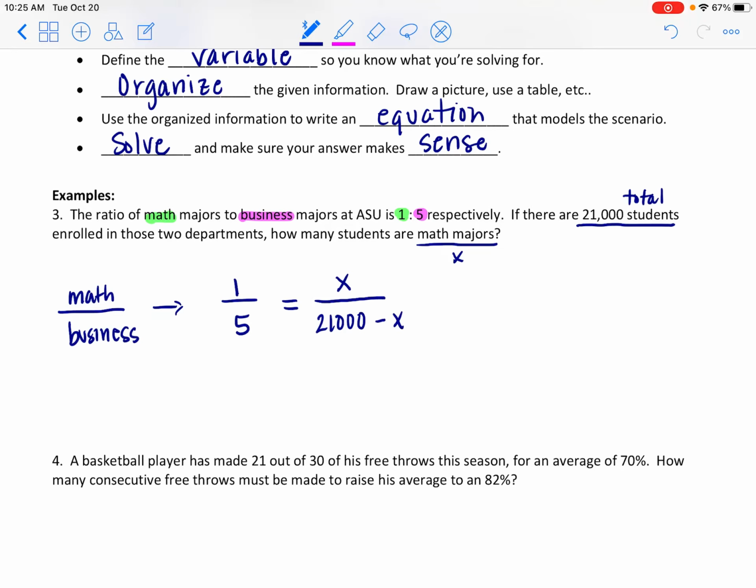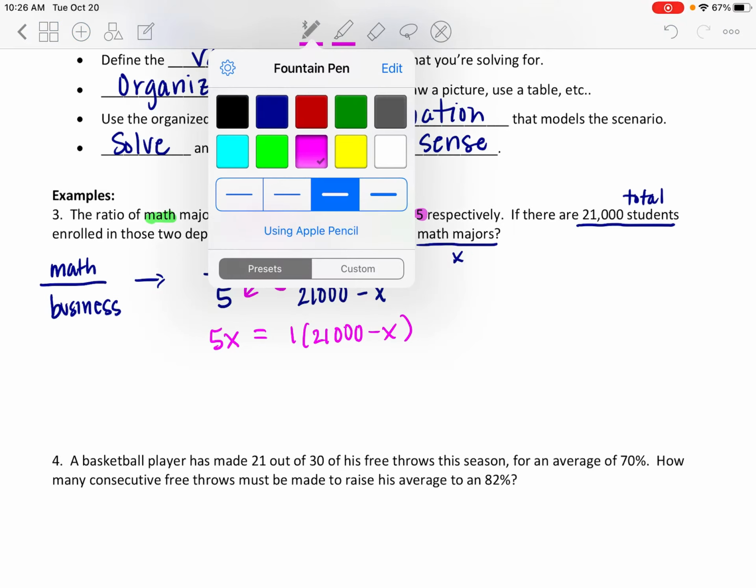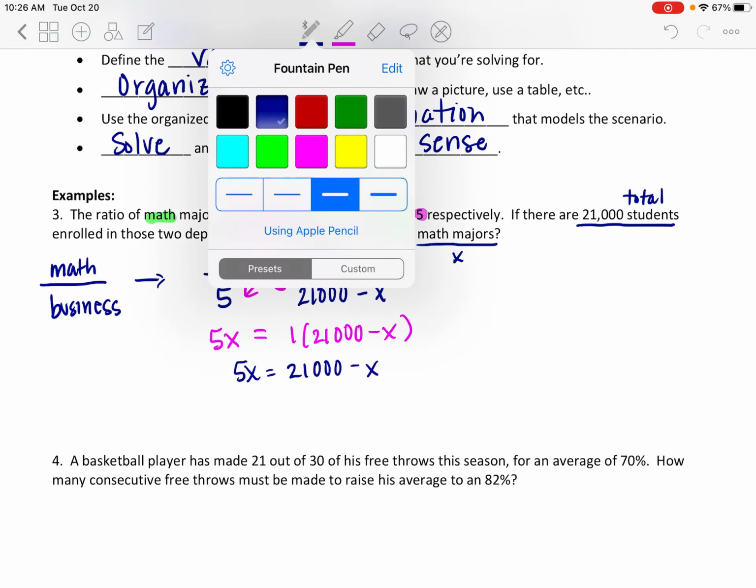Okay, and now we have our proportion, so we can cross multiply. And let me just give myself a little more space. So when we cross multiply, the 5 is going to be multiplied by x, and the 1 is going to multiply by 21,000 minus x. Again, those cross products will be equal. So we're looking at 5x equal to 21,000 minus x, since multiplying by 1 doesn't change either of these terms. So let me get the x's together.